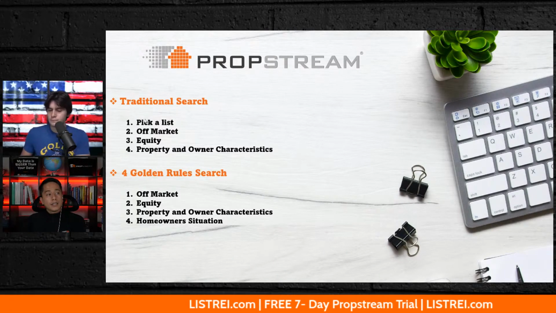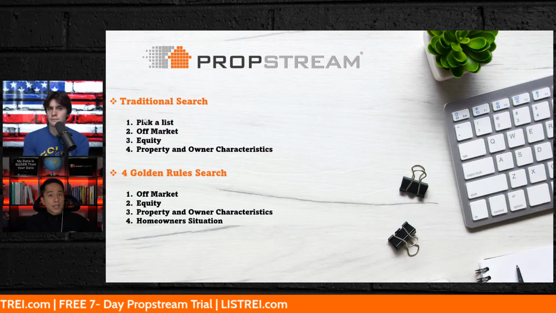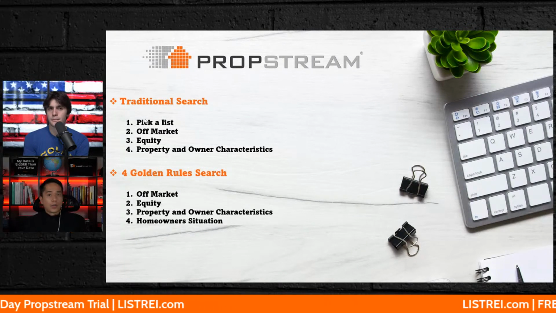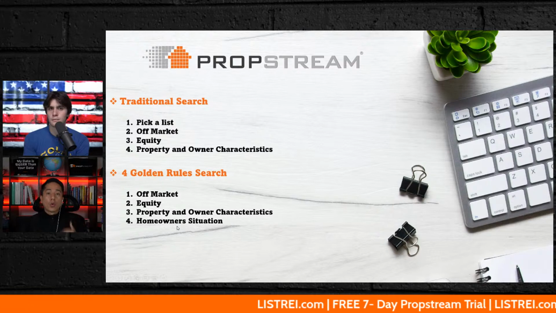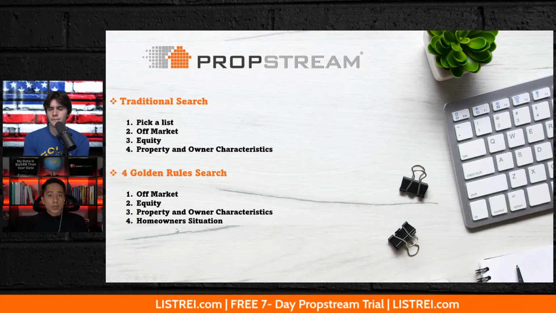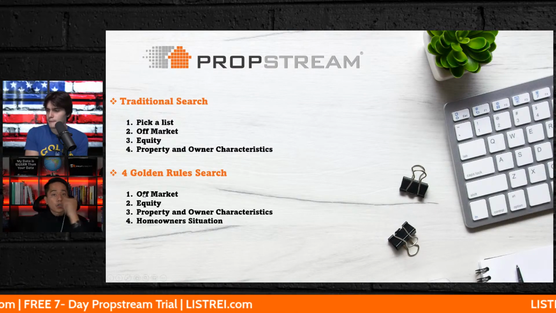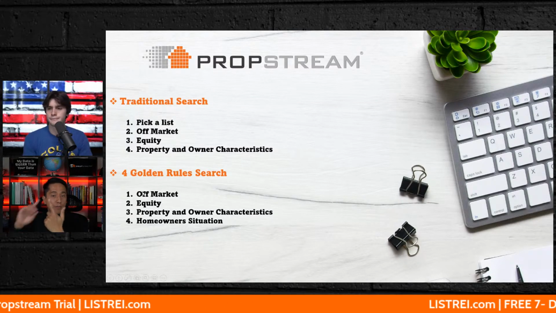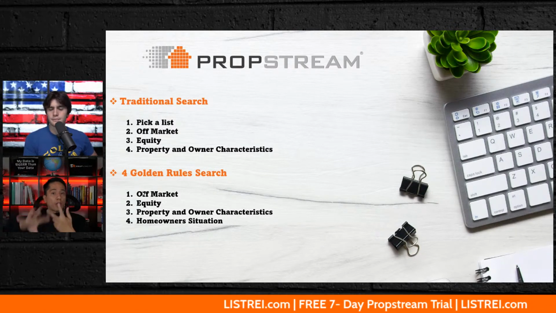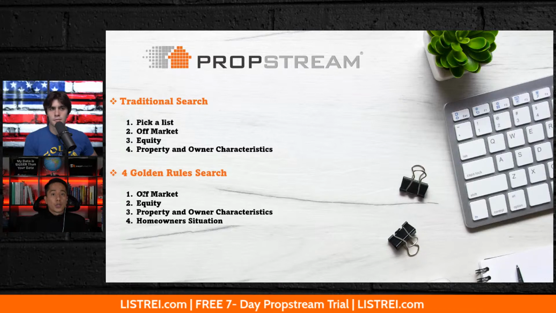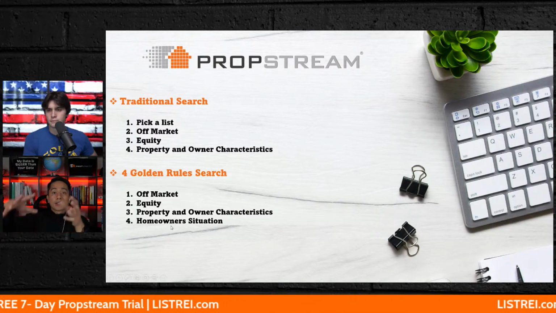A lead is a homeowner out there that has a situation that you need to solve. And sometimes those situations are not on a list that you're looking for, okay? That's what I call the 4 golden rules. Here's how it works. You flip everything upside down, but you make sure it's off market first. You make sure it has the equity that you need so you can perform your business. Add those property and owner characteristics just like you did when you were choosing a list. But this time, use our filters to create a scenario.